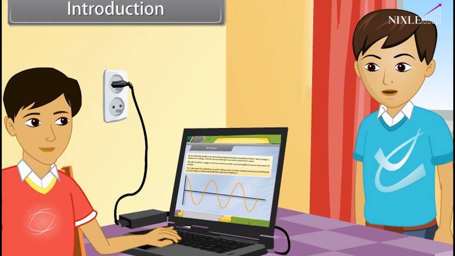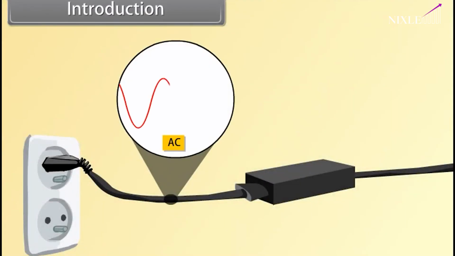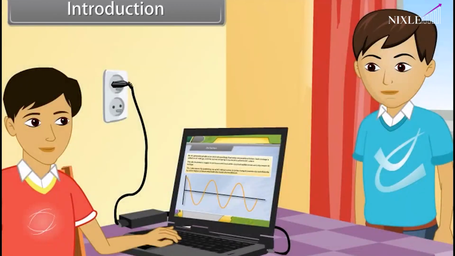Okay, let me tell you that laptops and many appliances also work on DC voltage. When the charger is plugged into the AC supply, the charger converts the AC voltage into DC voltage so that the appliances can work smoothly. Okay, I got it. It's interesting. Tell me more about it.